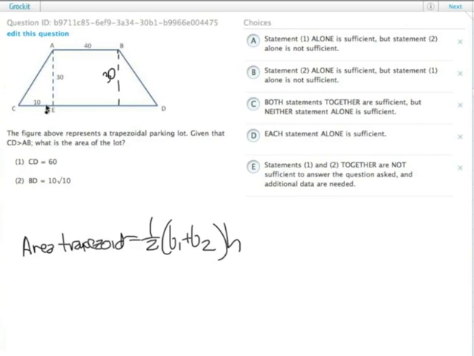Statement 1 tells us that CD equals 60. So that whole length is 60. That gives us the length of the second base. We already had the length of the first base, so statement 1 is sufficient for our purposes.